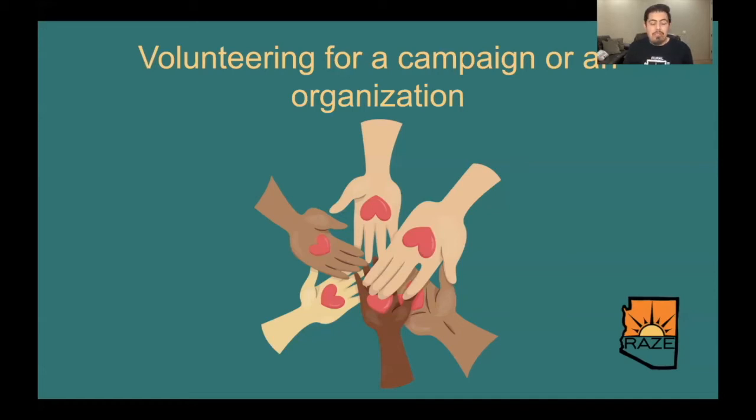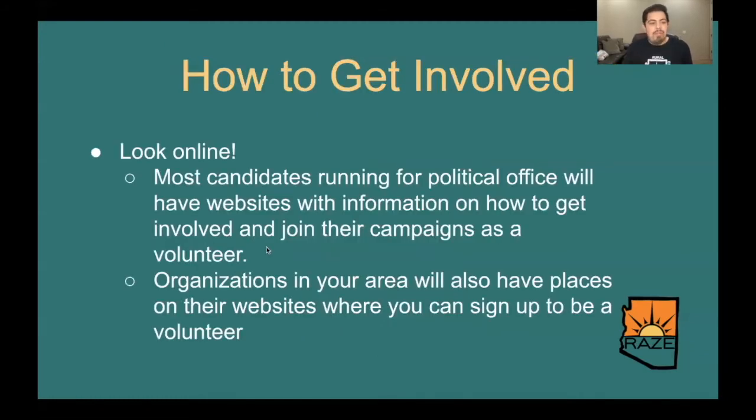And we are actually joined by someone who ran for office. Her name is Helen Hunter, and she would probably tell you that volunteers are a big part of a campaign's operation. So how to get involved? The best way to get involved, in my opinion, is to look online. Most candidates running for political office will have websites with information on how to get involved or how to join campaigns as a volunteer. And Helen Hunter did say for sure.